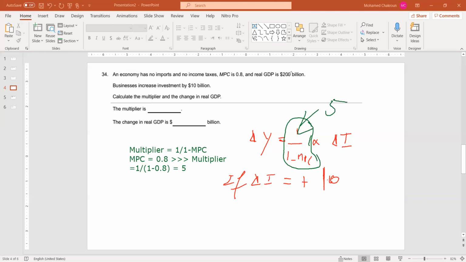the change in real GDP is equal to 5 times 10, which is $50 billion. So the new GDP, if real GDP is equal to $200 billion, will be equal to $250 billion. But here the question is only about the change in real GDP. So the change in real GDP here is equal to $50 billion.